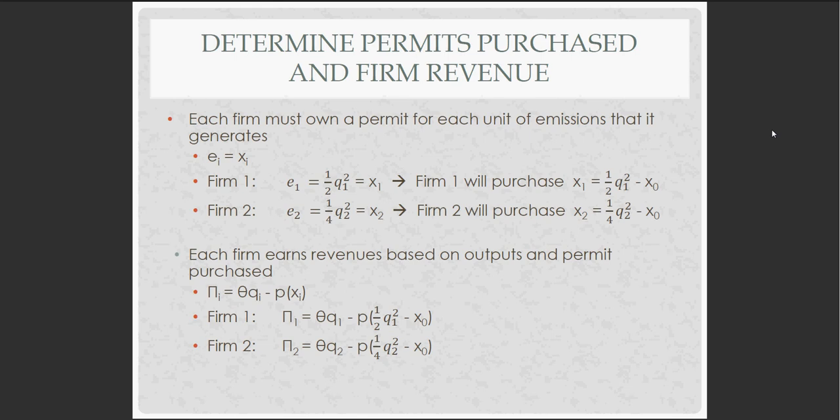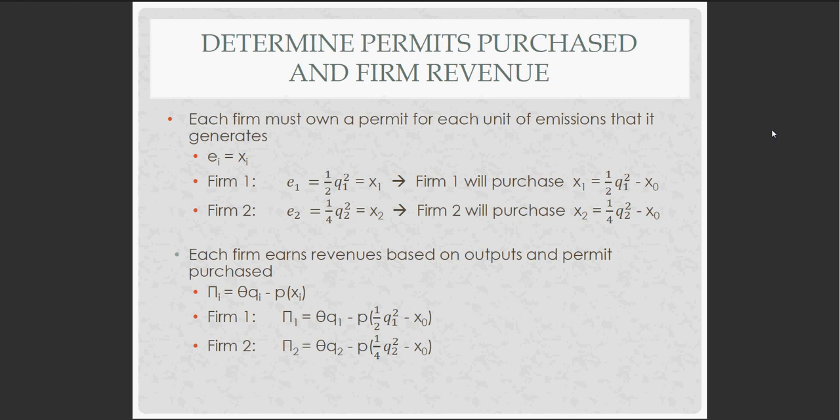Since each firm must own a permit for each unit of emissions, we can set E equal to X. Substituting the emission equation for each firm, we can determine how many permits each facility must purchase. In this case, we consider a negative purchase as a sell.